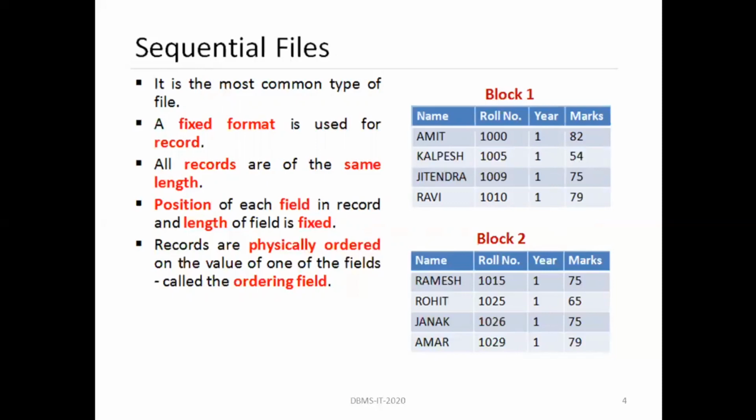The field on whose value the records are ordered is called the ordering field. So here the field is roll number, and in the next case, the ordering is again done with the help of roll number.